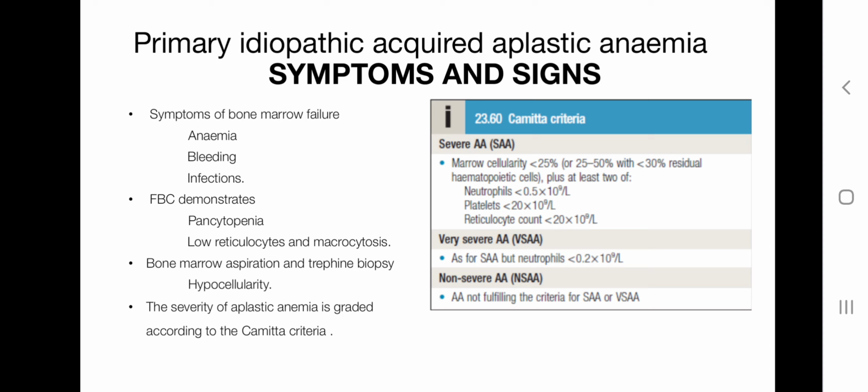It is called very severe aplastic anemia when the features of severe aplastic anemia are present but neutrophils are less than 200. And non-severe aplastic anemia is when the aplastic anemia does not fulfil the above two criteria. So it can be classified as severe, very severe and non-severe aplastic anemia. Basically it is based on the quantity of cells present, or the cellularity of RBC, WBC and platelets. For RBCs, retic count is used; platelet and neutrophil counts are used for the WBC lineage. It is called the Camitta criteria.